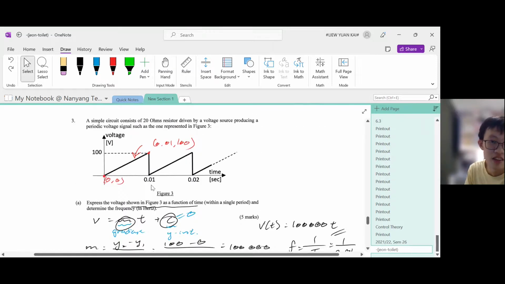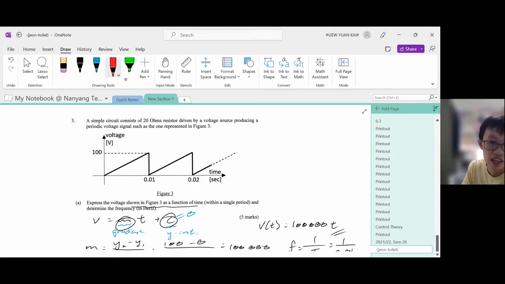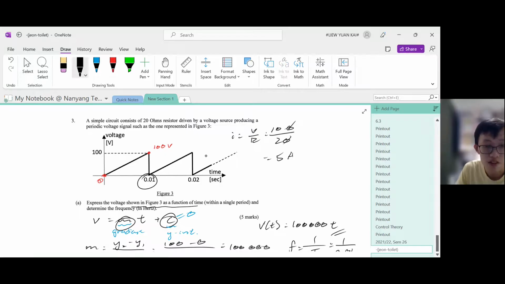So let us look at the graph and look at the special points. So what are the special points? It's just the endpoints. So here, when voltage is 0, that means the current is 0 because there's no voltage difference for current to move across. So 0 is just 0 current. And then here, when V is 100 volts, that means I = V over R, which means 100 volts divided by the resistance of 20. So this will be 5 amperes. So at time equals 0.01, my current will be 5 amperes.